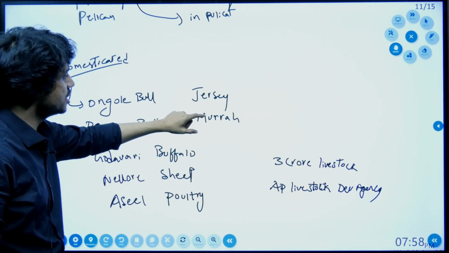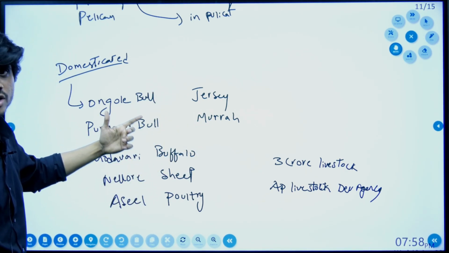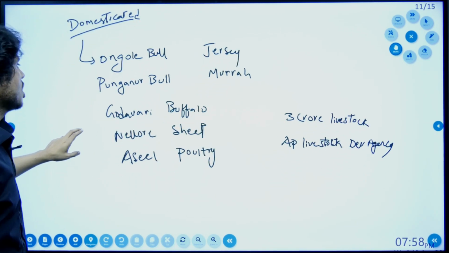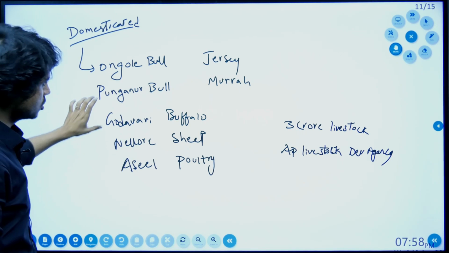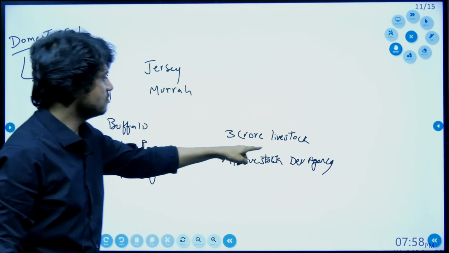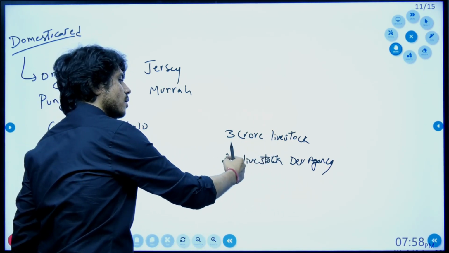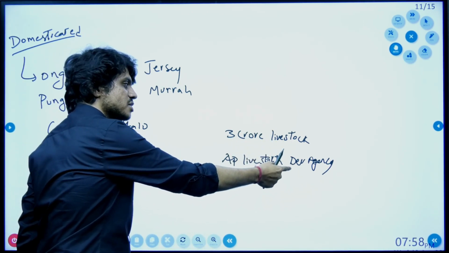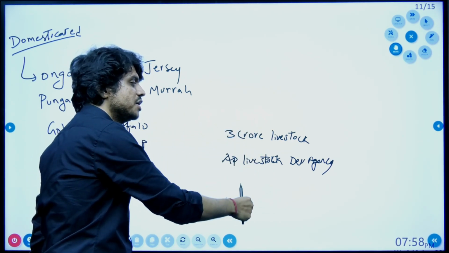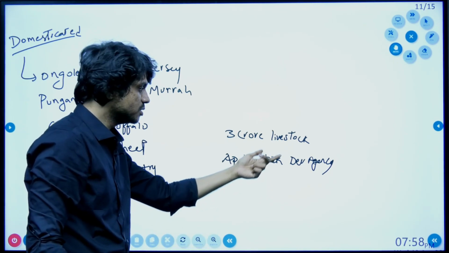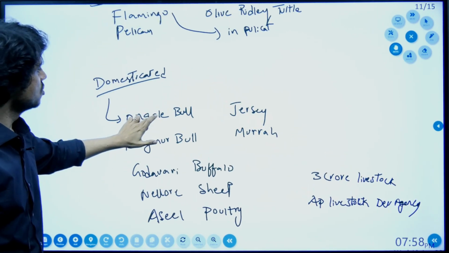You also have the Jersey and Murrah varieties in order to increase milk production. Andhra Pradesh is trying to increase milk production. And then you have the Godavari buffalo, Nellore sheep, Asil poultry. We have a very good amount of livestock, around 3 crore. Because of this, Andhra Pradesh has started the AP Livestock Development Agency, which will take care of this livestock and also provide skill development and credit availability to the people involved in livestock development and livestock related livelihood. So this is your flora and fauna.